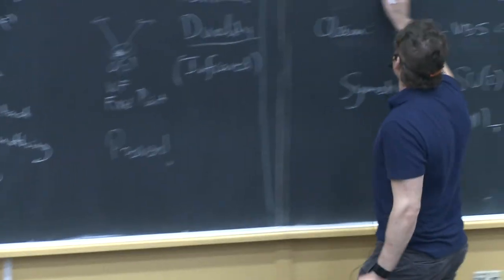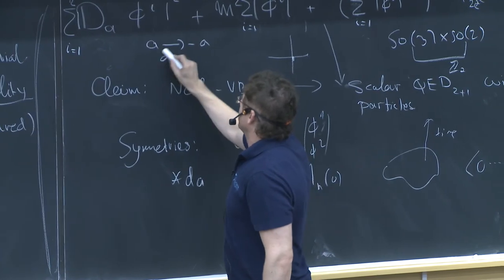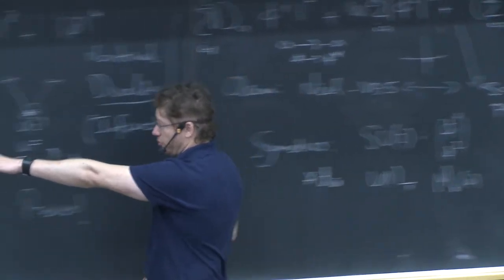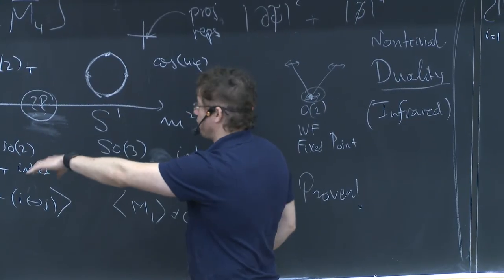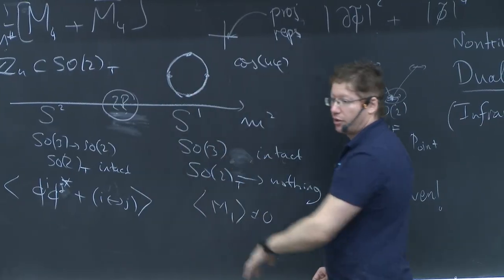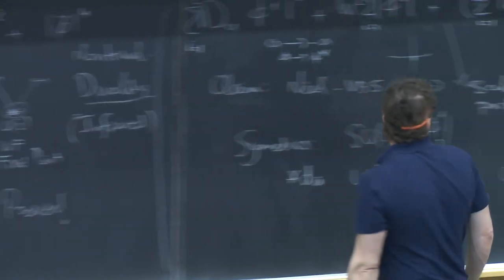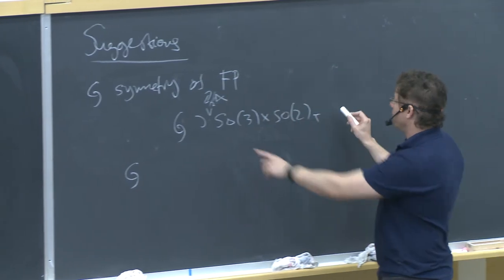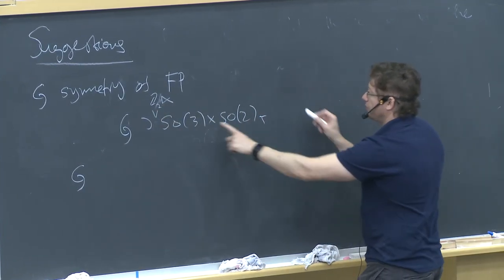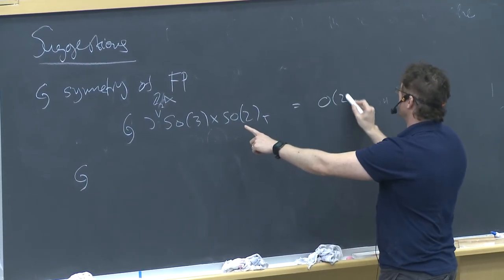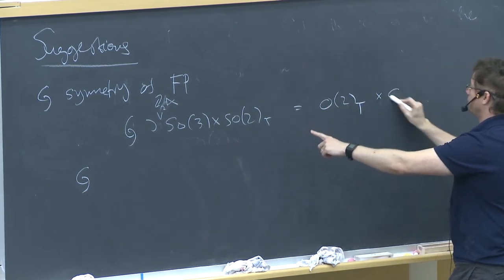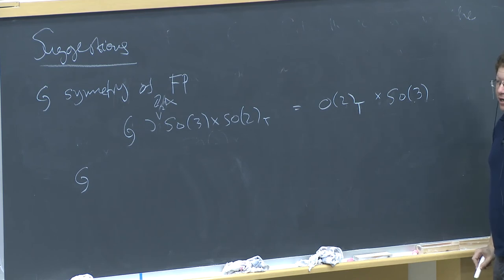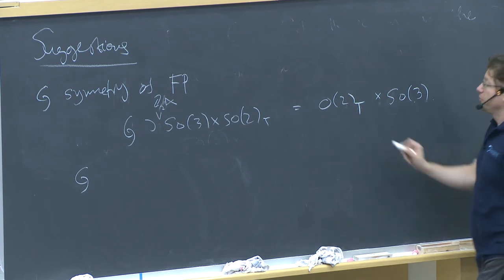If you start from this Lagrangian, it acts by taking A to minus A and phi to phi star. And it's actually unbroken in both phases. It's a homework exercise. You can try to prove it. Charge conjugation is unbroken in both phases. So when you take a semi-direct product of Z2 with SL3 times SL2, what you get is O2 times SL3. That's the actual symmetry group, OK? And the Z2 is unbroken.